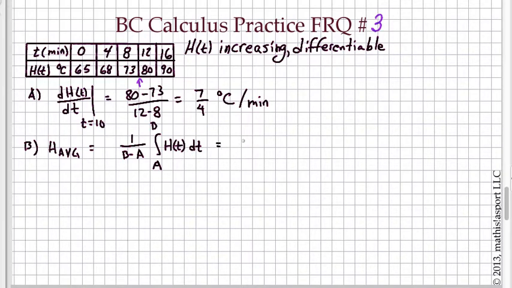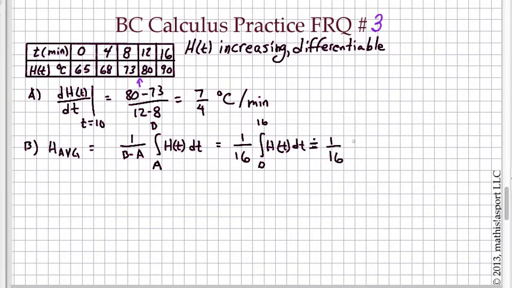So in our case, this becomes 1 over 16 times the integral from 0 to 16 of h of t dt. Now they ask us to use a left Riemann sum to estimate this value. The left Riemann sum just gives us, again, this is an approximation.